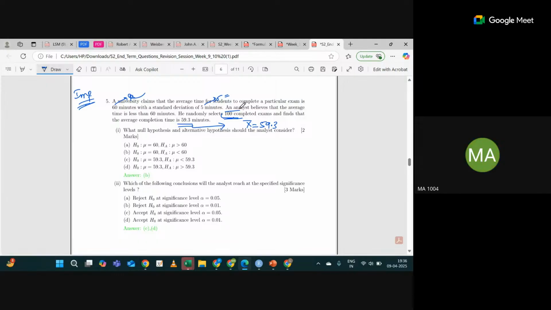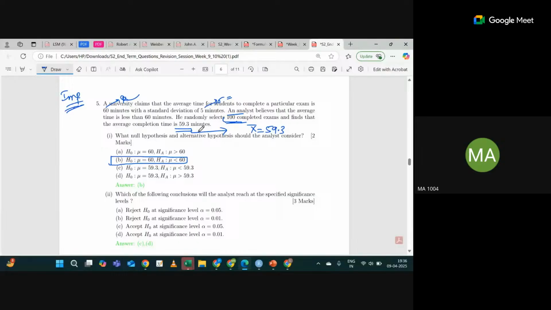Because this 59.3 comes from the sample of 100. What is the null and alternative? Null: mu is equal to 60; alternative: mu is less than 60, it does not increase. Option B. Can anyone tell me the reason why not option C? What is wrong with option C? Option C is not correct because mu has been given as 60, not the sample mean. Population mean is 60. Correct. Whenever you make a claim or hypothesis, it's always about a population parameter. The claim is for your population, and based on the sample you test that claim. So this is the left tail test.